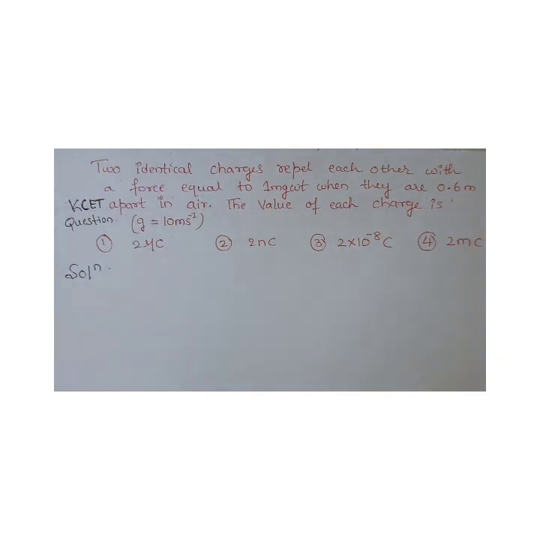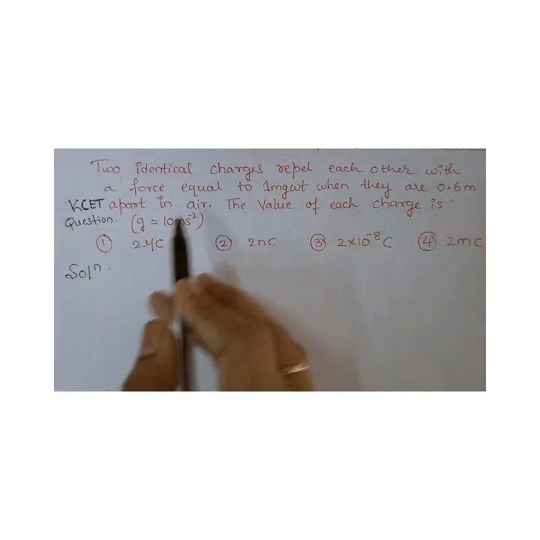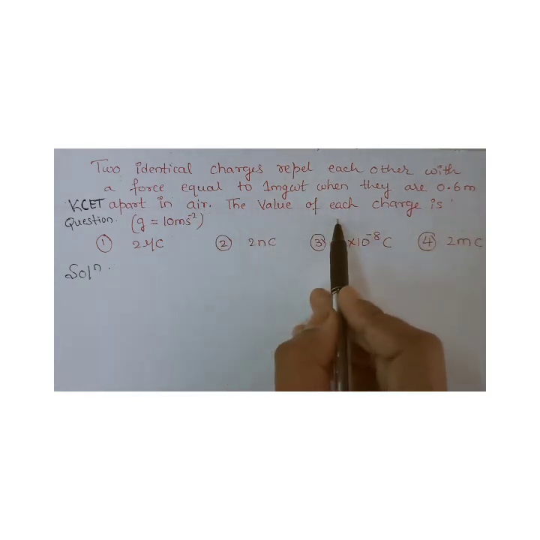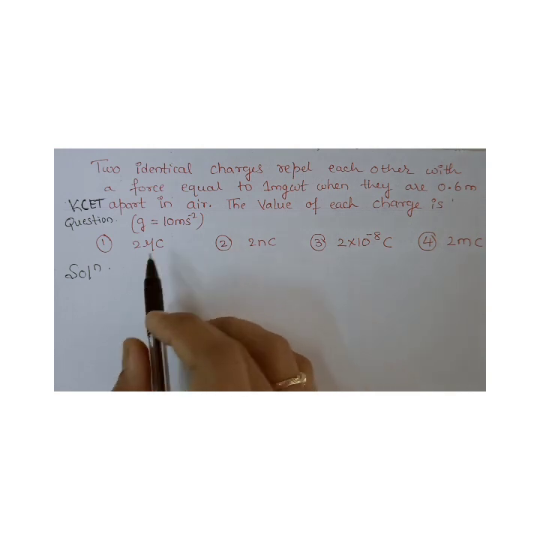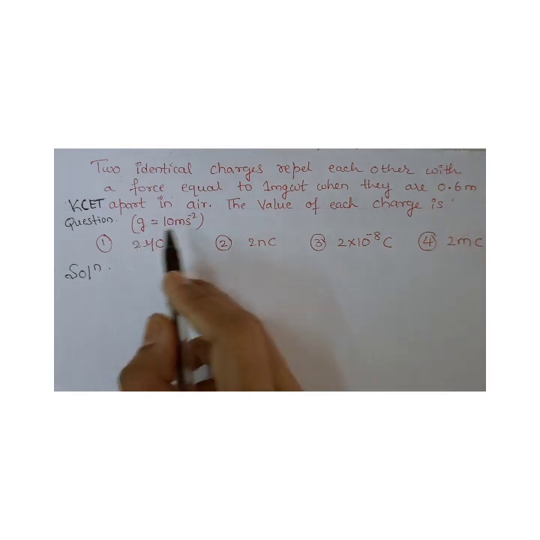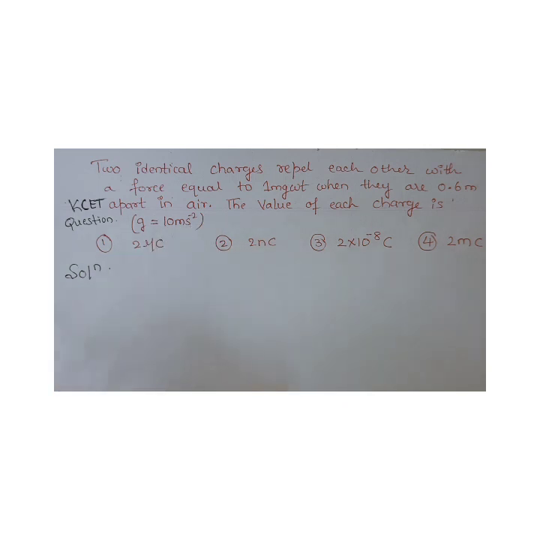When the distance between them, R, is 0.6 meter, where they are kept in the air. The value of each charge is what we have to find, the Q value. Here they have given the acceleration due to gravity as 10 to make your calculations very easy. Okay, so let us start this very simple one. What concept you are using here, you definitely understood.